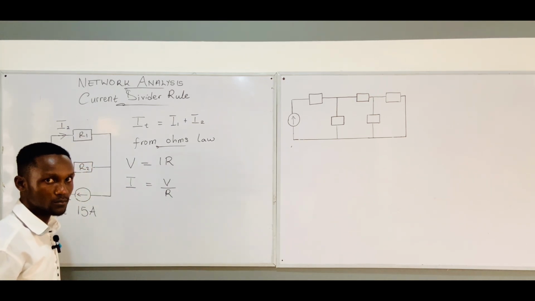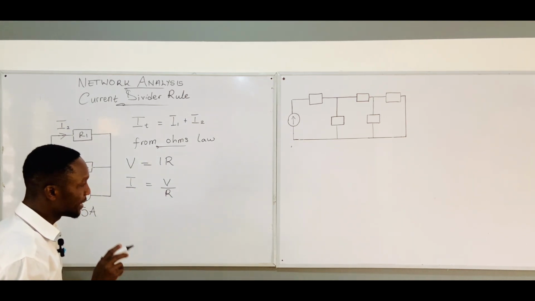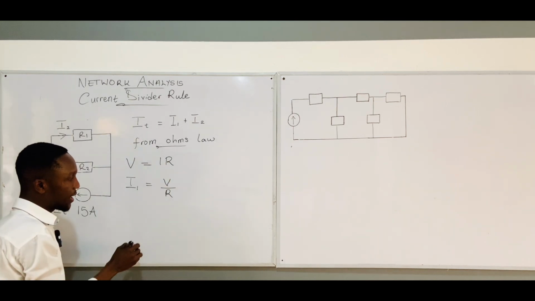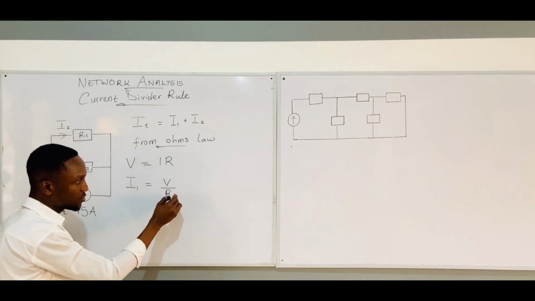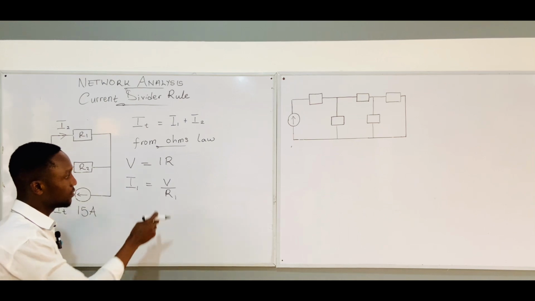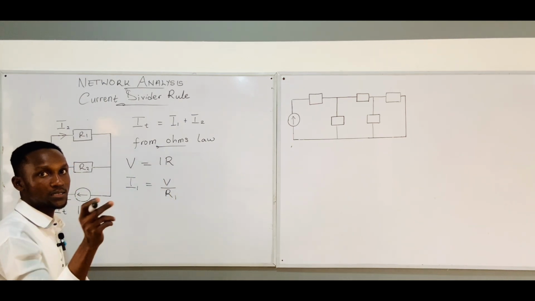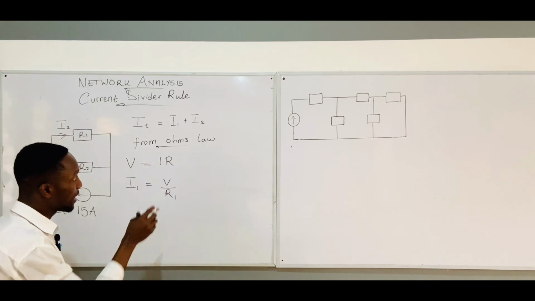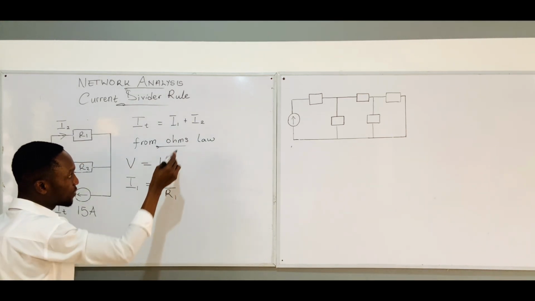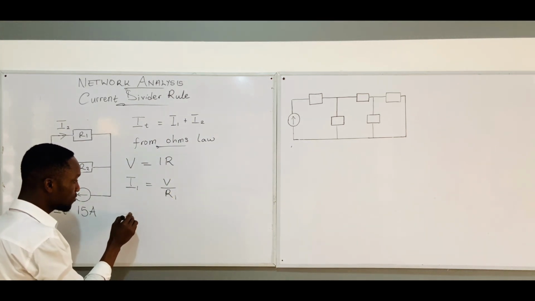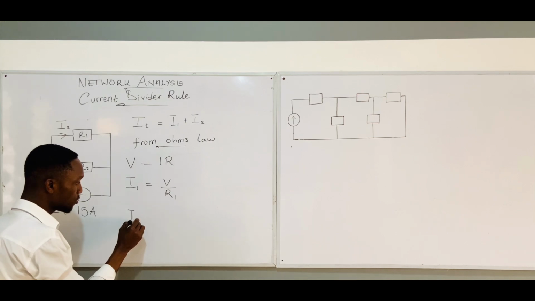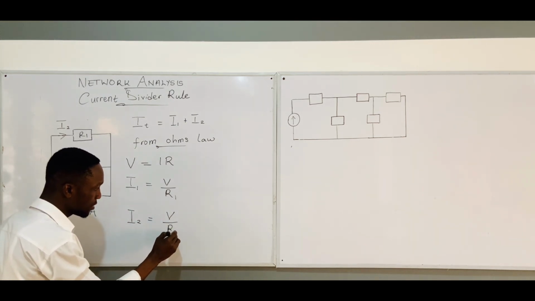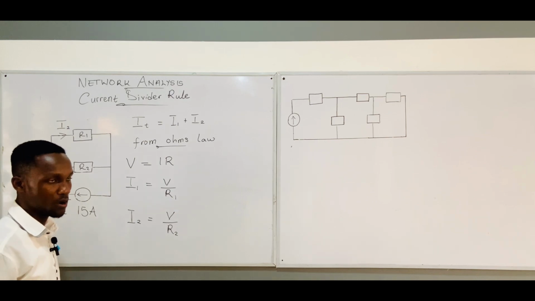Now, I need I1. So let me label this one I1, and then I'll label its resistor R1. The voltage can remain the same since the voltage across the circuit is the same. Then let's write the same formula for this one. Let's assume that I2 equals V over what? R2. Do we all understand?